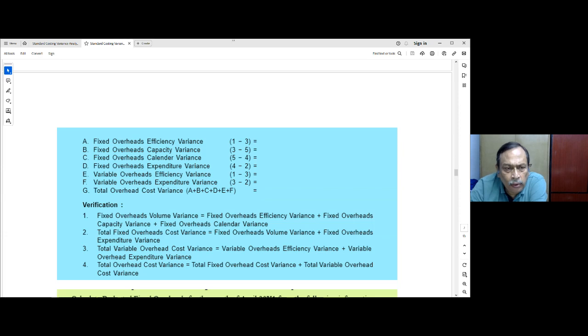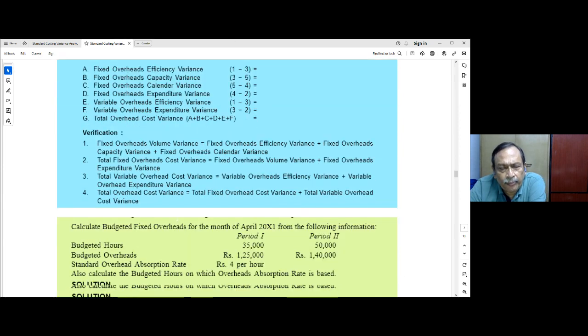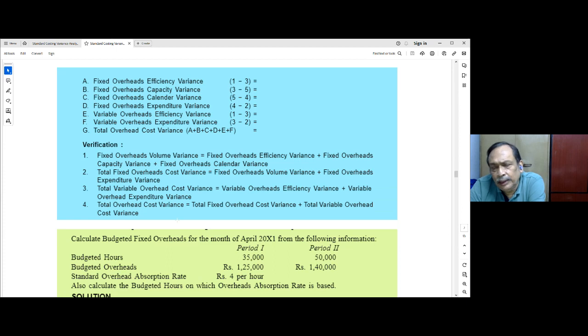Now, you can do the verification as fixed overhead volume is equal to fixed overhead efficiency plus fixed overhead capacity plus fixed overhead calendar. Total fixed overhead cost variance, fixed overhead volume plus fixed overhead expenditure. Total variable overhead cost variance is equal to variable overhead efficiency plus variable overhead expenditure. And total overhead cost variance, total fixed overhead cost variance plus total variable overhead cost variance.